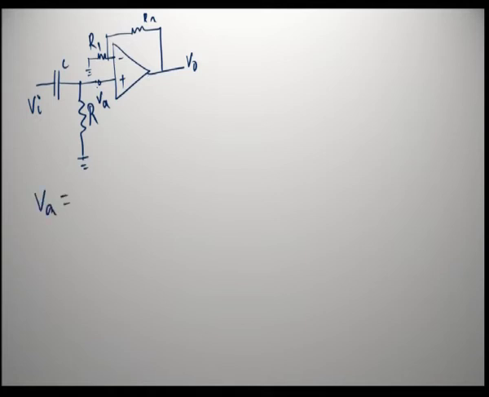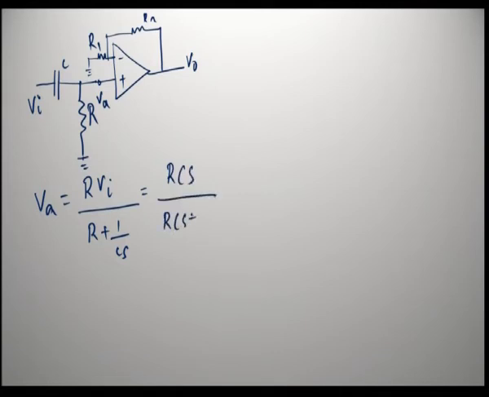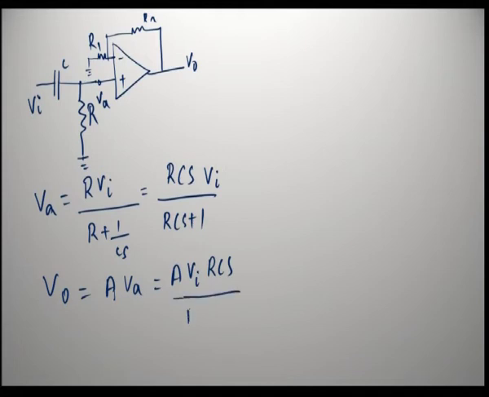Calculate what is VA, it is the voltage across the resistance. So, R into VI divided by the total R plus 1 by CS, which is RCS divided by RCS plus 1, into VI. And what is V0? The gain of the amplifier A into the input voltage VA. We know that VA is VI RCS divided by RCS plus 1.